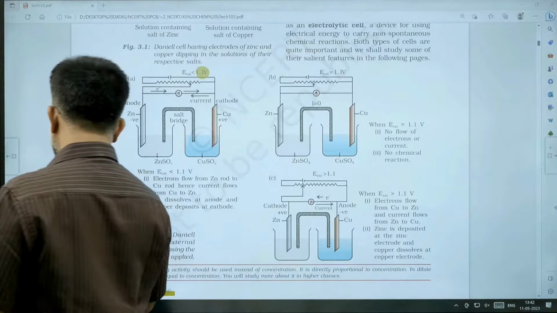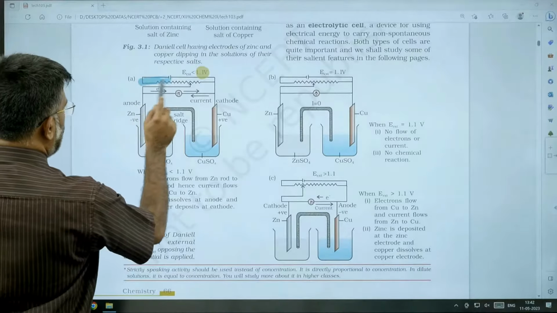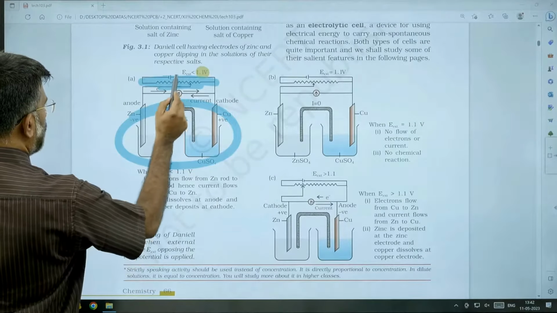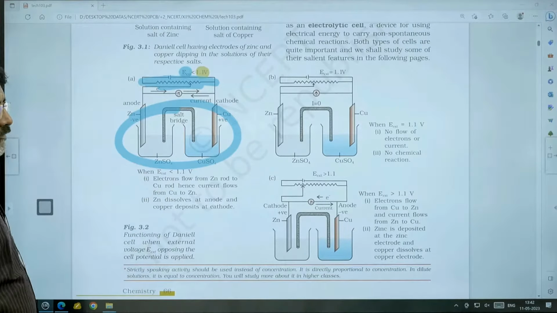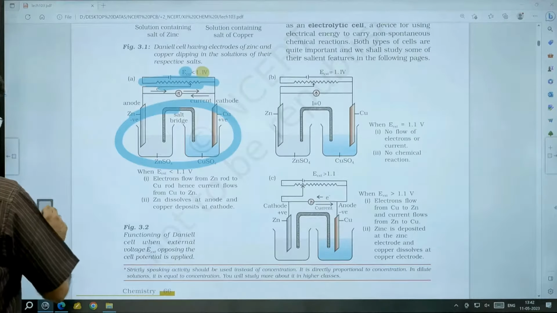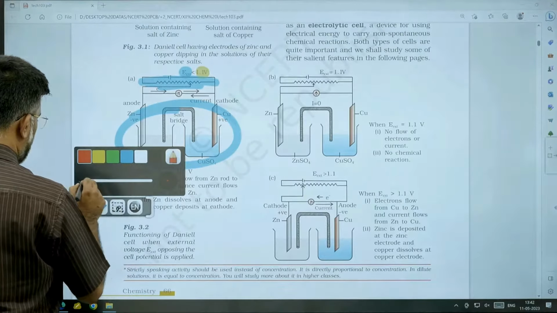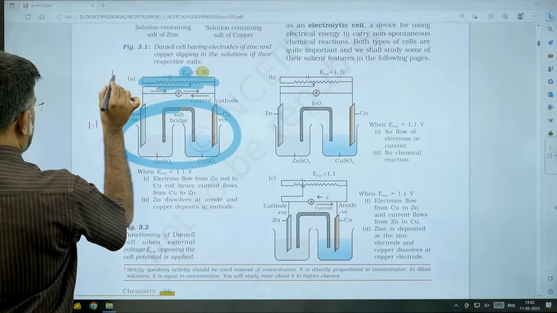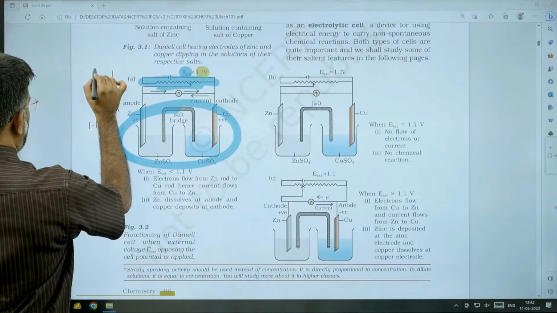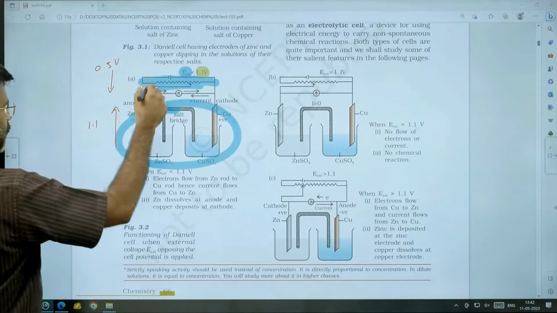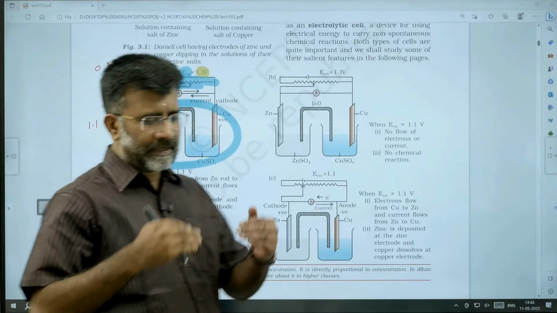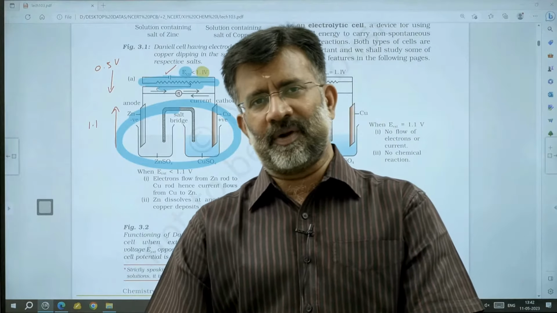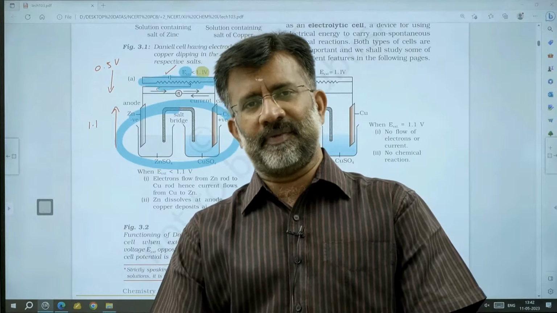Now we are applying an external source. This is an external source connected to the cell. You can see the external EMF given is less than 1.1 volt. That means the cell output is 1.1 volt. Understand clearly, the cell output is 1.1 volt. You are giving an opposite EMF less than 1.1 volt, for example, say 0.5 volt from the external source. The cell is providing an EMF of 1.1 volt, and the external source is opposing it with 0.5 volt.